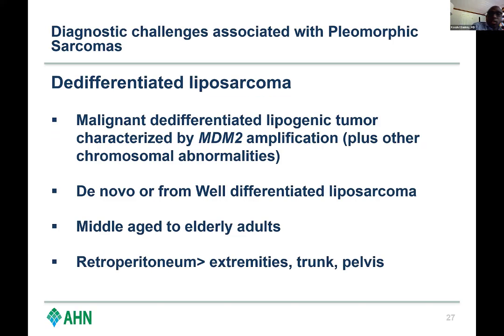Next, the pleomorphic sarcoma I want to discuss today is dedifferentiated liposarcoma. This is a malignant dedifferentiated lipogenic tumor characterized by MDM2 amplification. They can arise de novo or from a well-differentiated liposarcoma. This tumor usually affects middle-aged to elderly adults. Often they arise in the retroperitoneum, followed by the extremity, trunk, and pelvis. In fact, whenever you have an ugly-looking sarcoma in the retroperitoneum, you get a biopsy, it's dedifferentiated liposarcoma until proven otherwise.